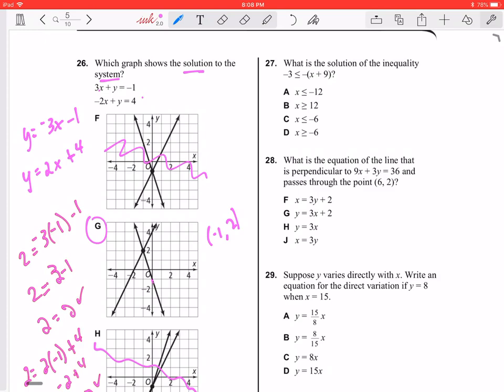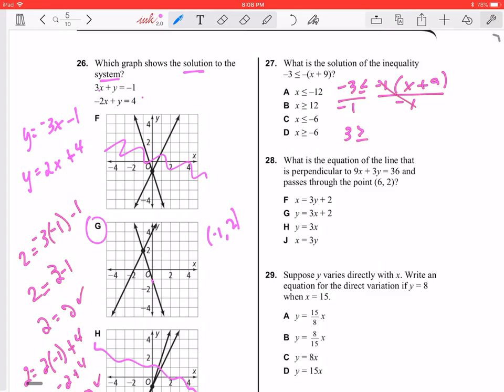Problem number 27. It says, what is the solution for the inequality negative 3 less than or equal to negative x plus 9? We need to solve for x. We may need to make sure that we distribute that negative number. This is essentially saying negative 3 less than or equal to negative 1 times x plus 9. Now we can handle this in a couple of ways. We can distribute that negative 1, or I can divide out that negative 1 right now, and that will cancel it out.